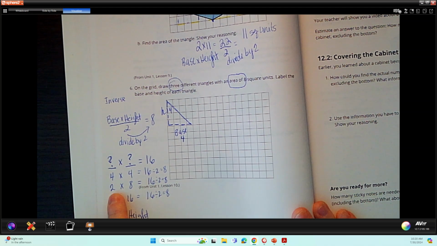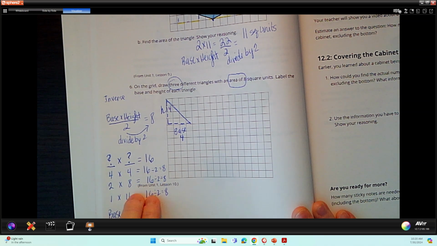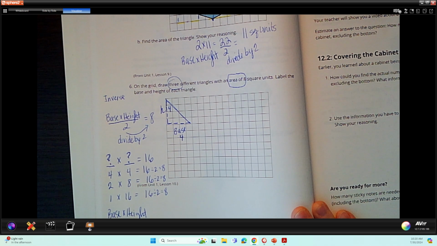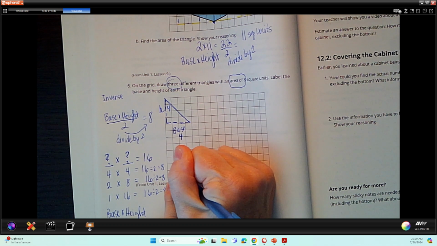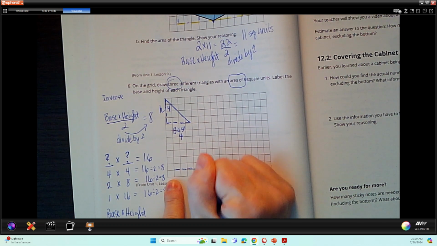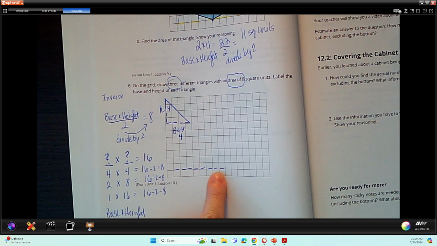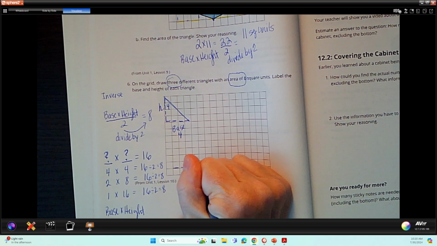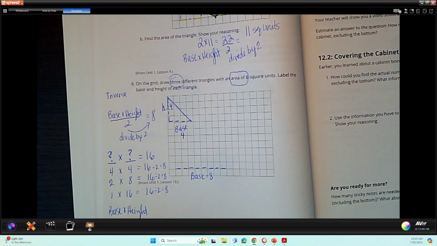All right, now let's do 2 times 8. Now, do we want the base to be 2, or do we want the base to be 8? I'm going to say let's make the base 8. I think 8 might be good for that. So I'm just going to go across 1, 2, 3, 4, 5, 6, 7, 8. So my base is 8. We could have made it 2, but we're going to say the base is 8, and my height is 2.